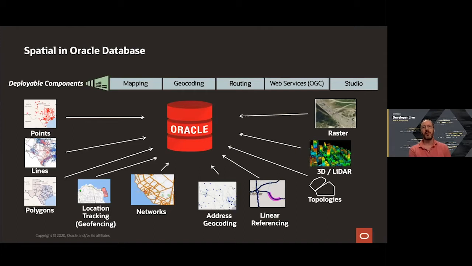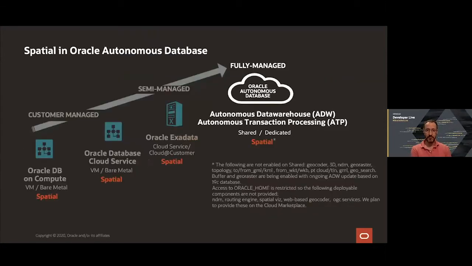And then up on top of that, you see that we have a set of apps, basically components that are deployed to provide useful functionality on top of that data: mapping, geocoding, et cetera. So that's really what makes up the spatial features of Oracle database. And as I said, it's been around for a long, long time.